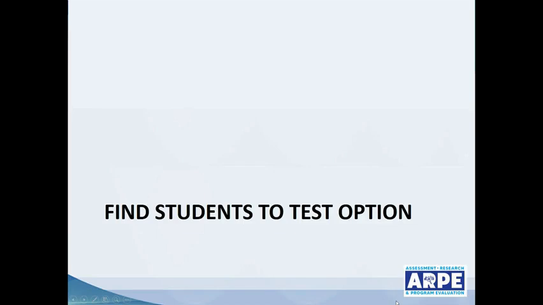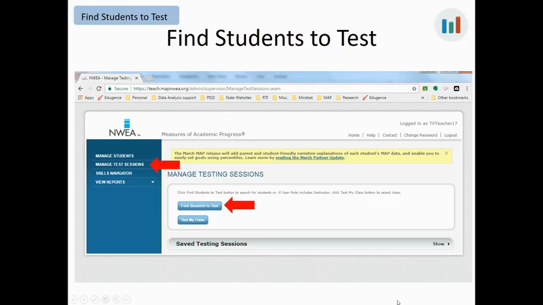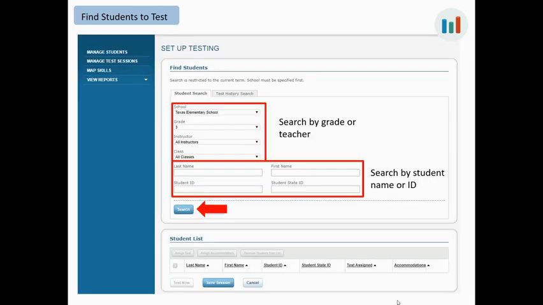Now let's look at the Find Students to Test option. If you are a specialist, ESL teacher, or special ed teacher, you do not necessarily have students rostered to you in Teams or Pinnacle. Instead, you'll want to find students who are rostered to other teachers in other classrooms. On the morning of testing, click on Find Students to Test. Here you can search by grade and teacher to find students, or you can search by name or ID. You'll fill in the appropriate information and click Search.